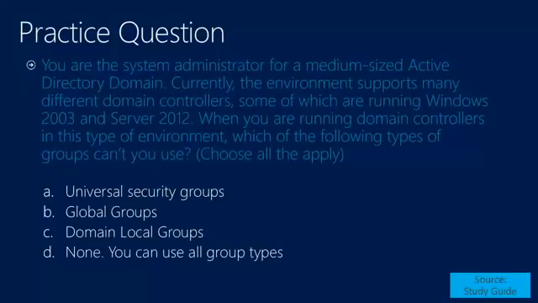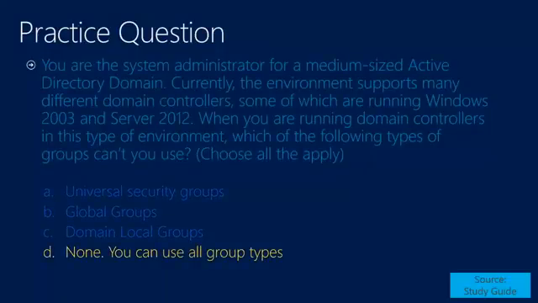Last test question. You're the system admin for a medium-sized Active Directory domain. Currently, the environment supports many different domain controllers, some of which are running Windows Server 2012 and 2003. When you're running domain controllers in this type of environment, which of the following types of groups can't you use? So A, universal security groups. How many people think it's B, global groups? C, domain local groups. D, none. You can use all group types, and you guys are correct. You can actually use all of them.